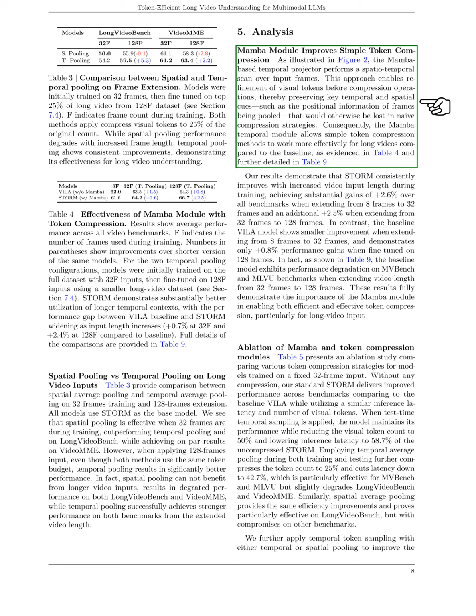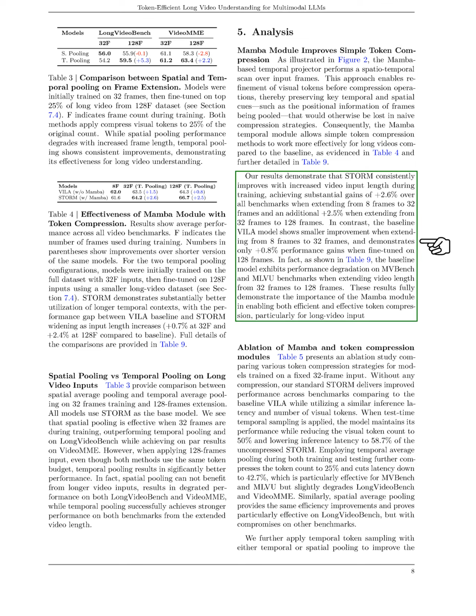Finally, the Mamba-based temporal projector refines visual tokens before compression, preserving key temporal and spatial cues that naive compression strategies might lose. Our results show that STORM consistently improves with longer video inputs during training, achieving substantial gains as we extend from 8 frames to 32 frames and then to 128 frames. In contrast, the baseline VILA model shows smaller improvements and even performance degradation when extending video length from 32 frames to 128 frames.